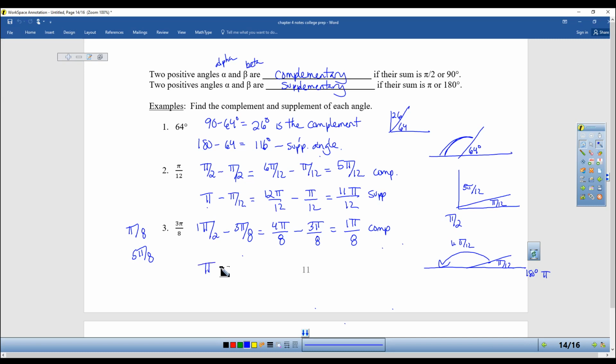And now I'm going to do pi minus 3 pi eighths. Again, I need it to be a common denominator, so I'm going to change this to 8 pi over 8 minus 3 pi over 8 is equal to 5 pi over 8. And that is the one that would be supplementary. Now, there are definitely some people saying, I can do this in my head. I mean, if I have 3 pi eighths and I'm trying to get to a whole pi, I must need 5 pi eighths. That's great if you can do that in your head. But some people struggle with fractions, so I was showing you how you could do it.